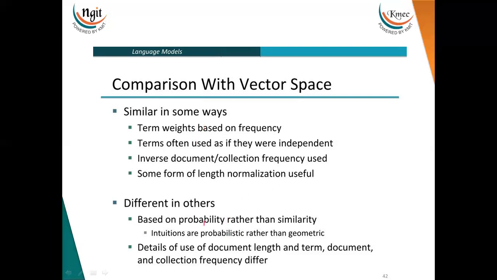Your language model is based on probability, while the vector space model is based on similarity. Based on that similarity, you are considering the angle between the two documents, that is the cosine angle. But here, my stress is on the probability. And here the difference is I'm finding the document collection frequency. How I'm going to use the document length, the term frequency, and the document collection frequency, the techniques are different in these two models.